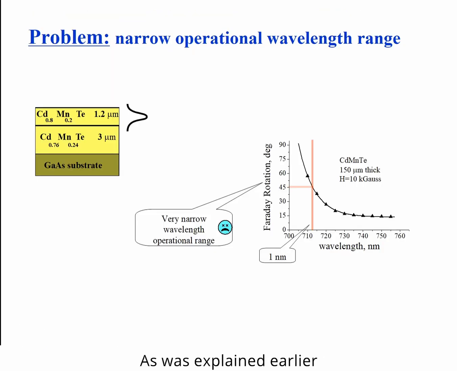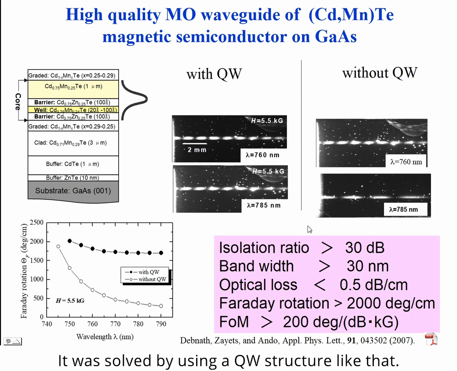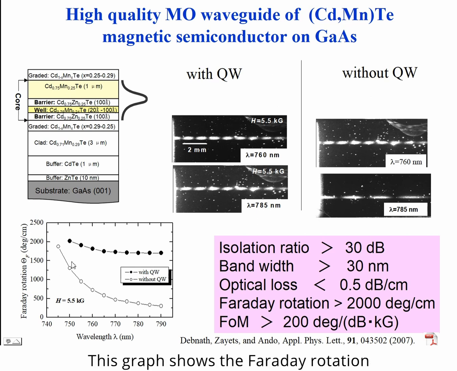As was explained earlier, there was a problem of a narrow operation wavelength range. It was solved by using a quantum well structure like that. This graph shows the Faraday rotation measured for a waveguide without and with quantum wells as a function of wavelength. In the case of the waveguide with quantum wells, the wavelength dependence of Faraday rotation is nearly flat.